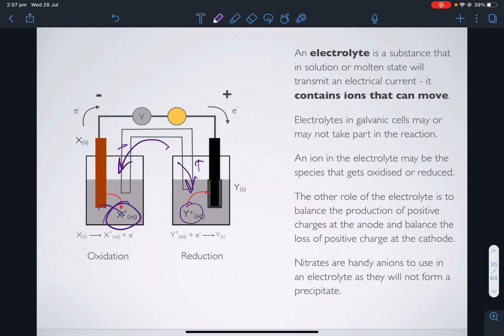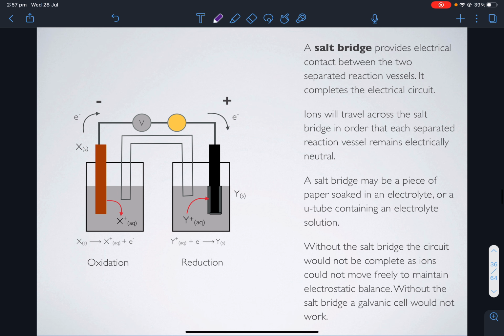So electrolytes will commonly have ions. Nitrates are very common in them, and the reason why is because we want to keep these solutions going. Nitrates are always soluble, so if you're using nitrates in solution, you're not going to get precipitation reactions and lose your electrolytes. Okay, onto this salt bridge thing.